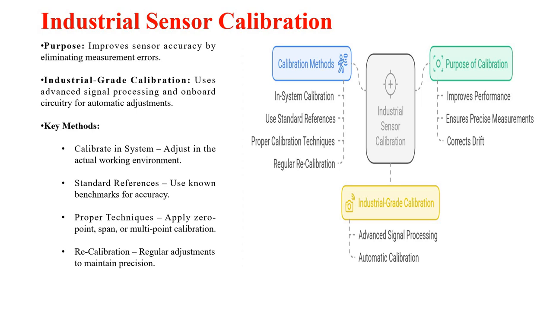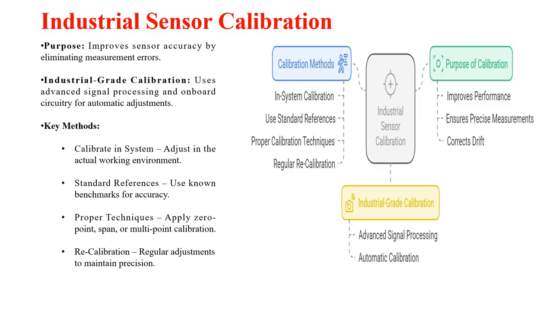Here the purpose of calibration is to improve the sensor performance by eliminating deviations from the actual values and ensuring precise measurements for industrial processes, and it corrects sensor drift and environmental influences over time.